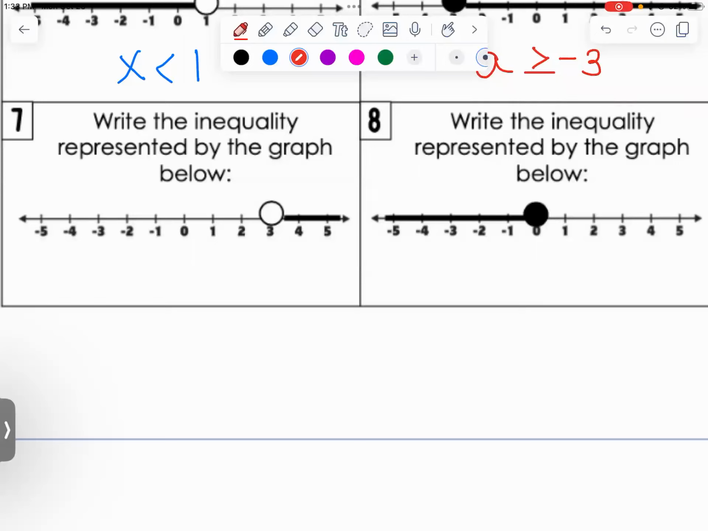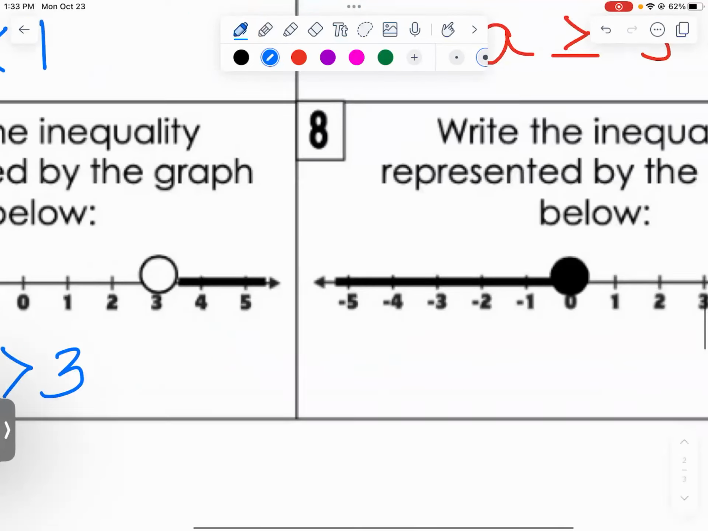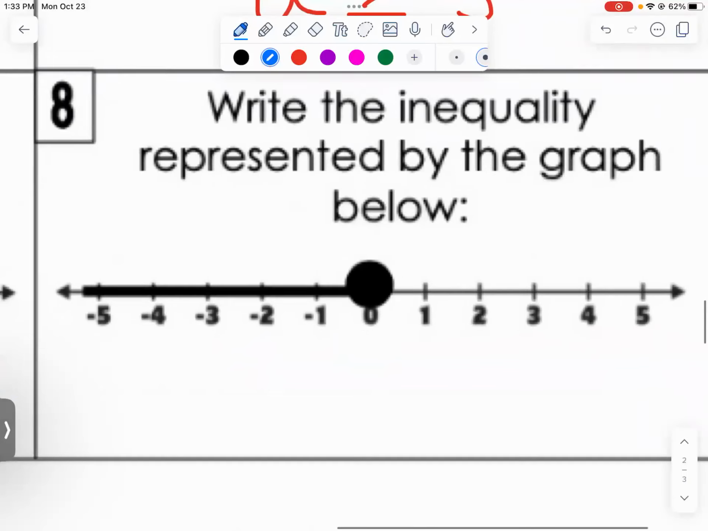All right, Austin, what do you have for number 7? A, and then it's going left. This is what Austin has. Thumbs up or thumbs down? Do you agree with Austin? I only see a couple thumbs. Up, down, or sideways. Is that what you got? Okay, awesome. Number 8. Madison, what'd you get?